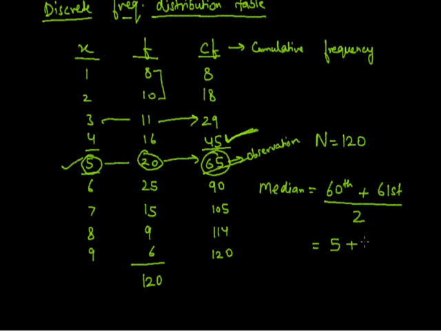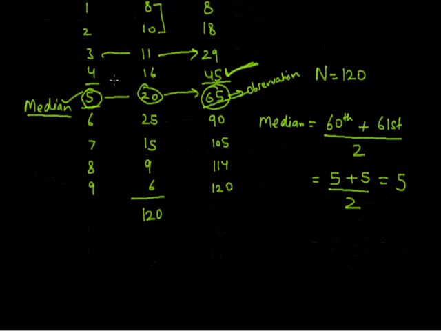So we need to take the mean of both these observations, that is the 60th and 61st observations. That is equal to 5 only. So 5 is our median. This is the way to find the median in the case of a discrete frequency distribution table.